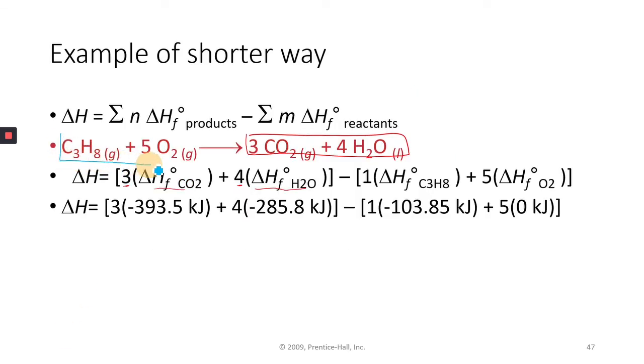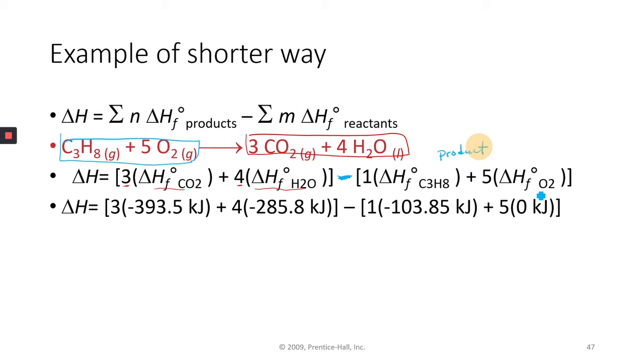So here are my products. So minus, you're minusing the products. So here I have 1 C3H8, so 1 times the heat of formation of C3H8. And I have 5 oxygen, so 5 times the heat of formation of oxygen.